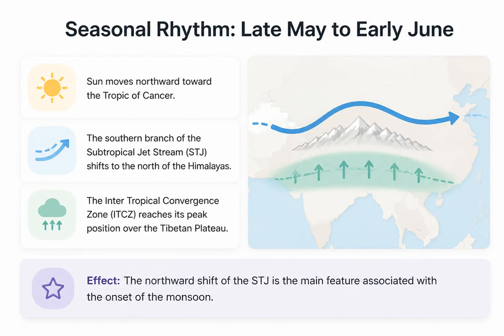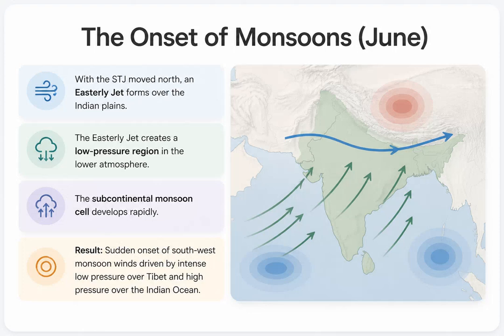Things begin to change dramatically between late May and early June. As the sun's apparent position moves north toward the Tropic of Cancer, the atmospheric belts shift with it. The ITCZ moves north over the Tibetan Plateau. Most importantly, the subtropical jet stream is forced to shift from the south of the Himalayas to the north of the Tibetan Plateau. This northward migration of the jet stream is the primary trigger associated with the onset of the Indian monsoon.